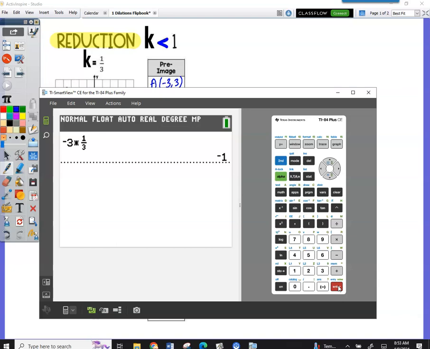You shook your head no. Why not? What's it going to be? Yeah, it's just a sign change. So if you like the math print mode, it was alpha y equals.